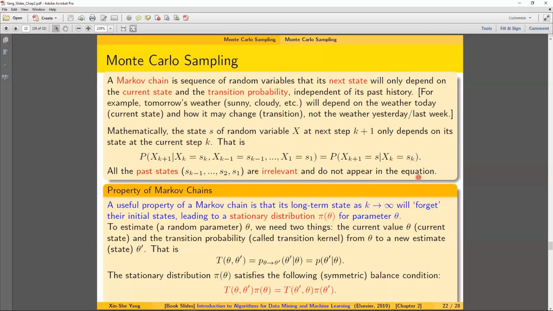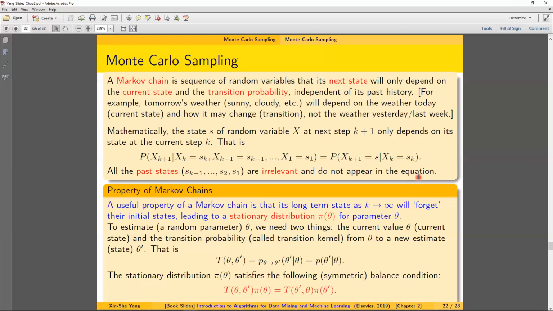This is the definition of Markov chain, and the Markov chain is quite useful in many mathematical modeling methods. Now, let's look at the property of Markov chain. A useful property of a Markov chain is that its long-term state as k approaches infinity will forget its initial state, leading to a stationary distribution of pi theta for parameter theta.